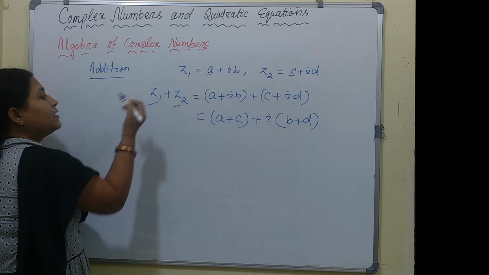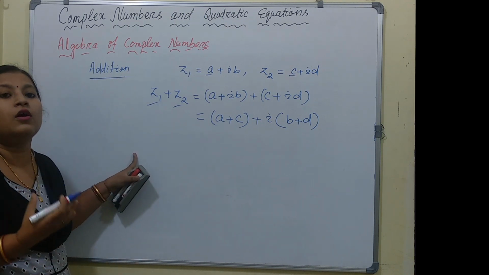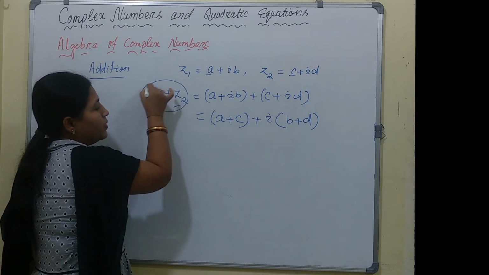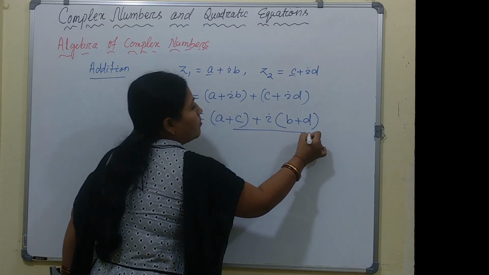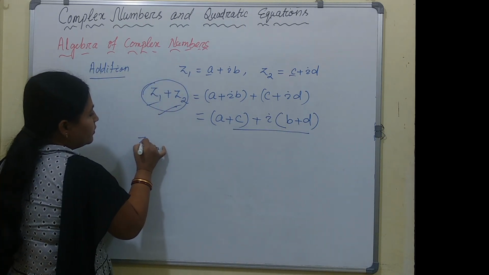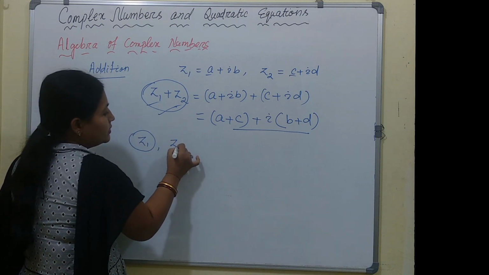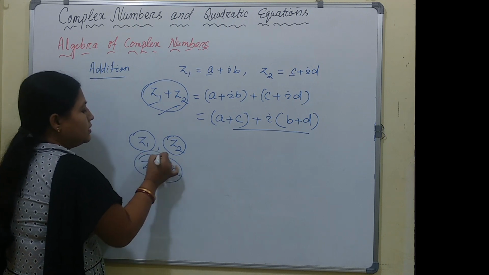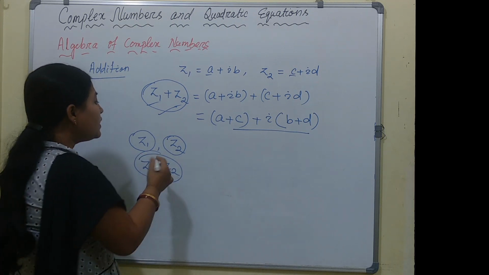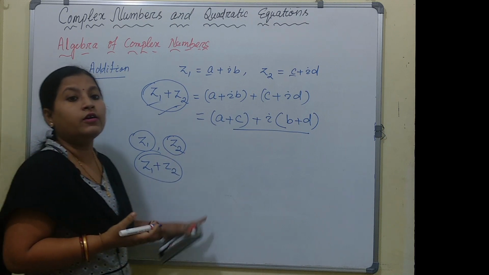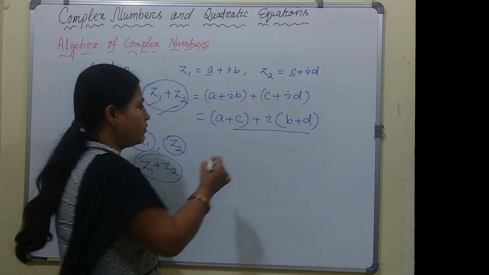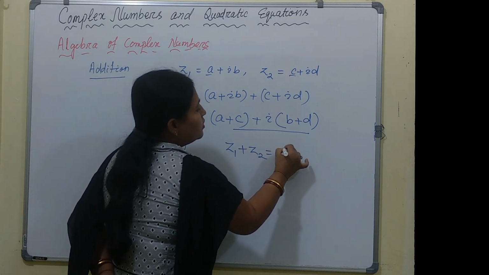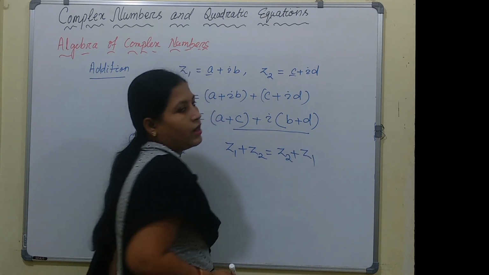So here the addition rule satisfies the closure law of addition. That means the addition of two complex numbers is another complex number. So if z1 is a complex number and z2 is a complex number, then z1 plus z2 is another complex number. Similarly, we can define the commutative property of complex numbers. That means z1 plus z2 is equal to z2 plus z1.